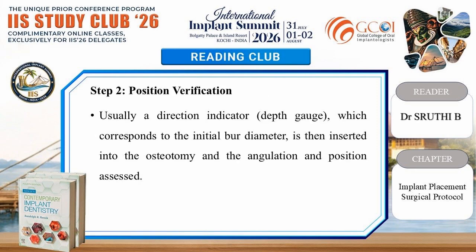Step 2. Position verification. Usually, a direction indicator, that is a depth gauge, which corresponds to the initial bur diameter, is then inserted into the osteotomy and the angulation and position assessed.